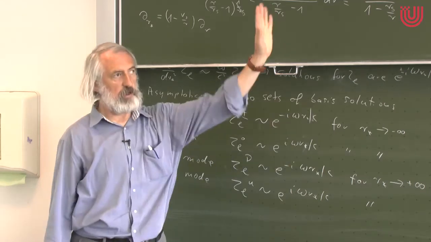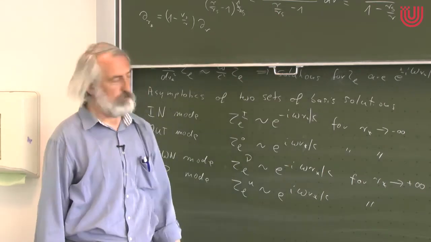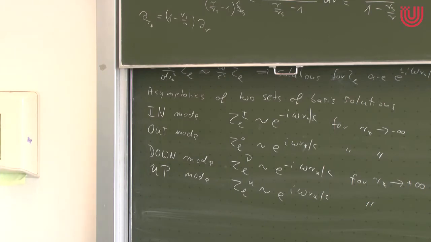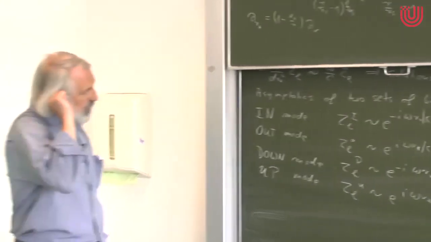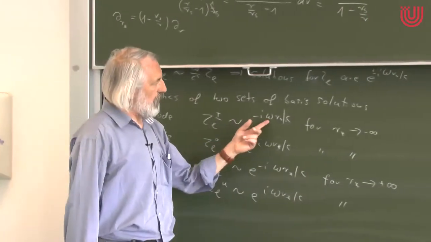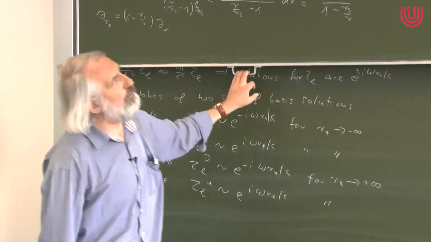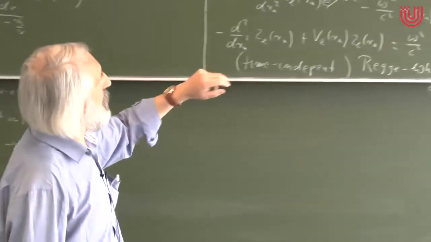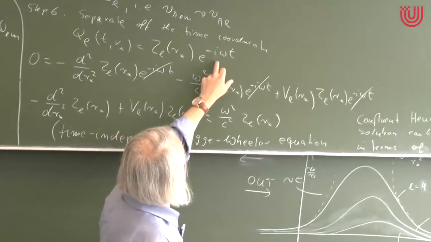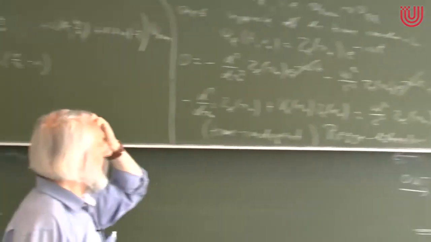This is either going up or going down exponentially. So what does this mean? Well, if you want to have a real omega for our time factor, e to the minus i omega t, it means that this is just an oscillation.